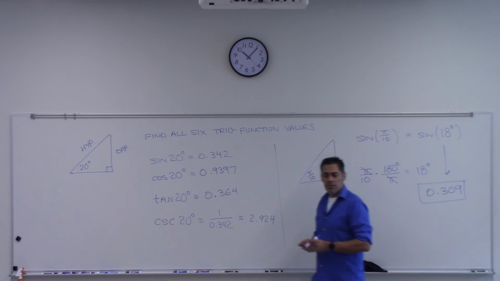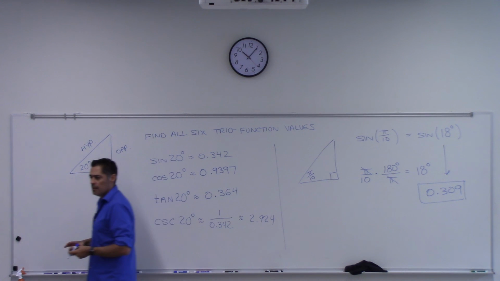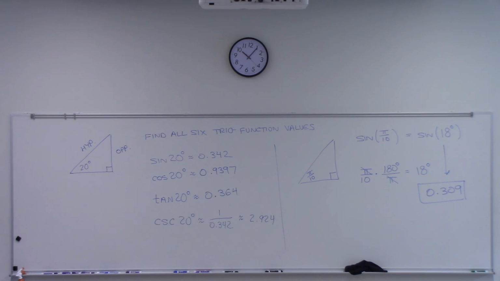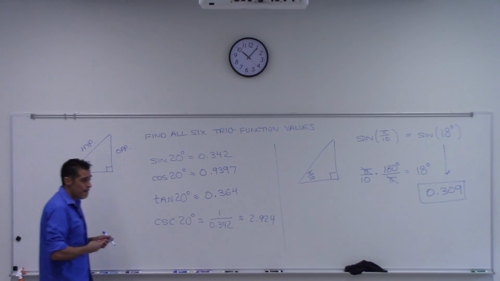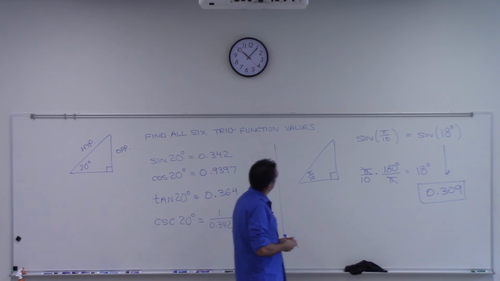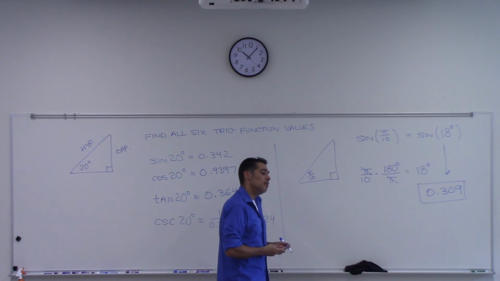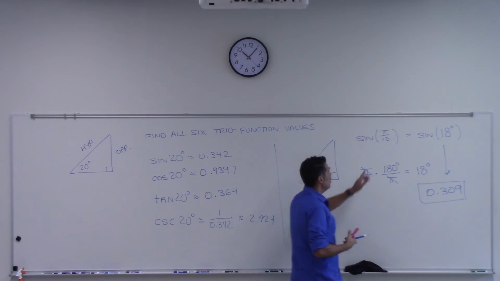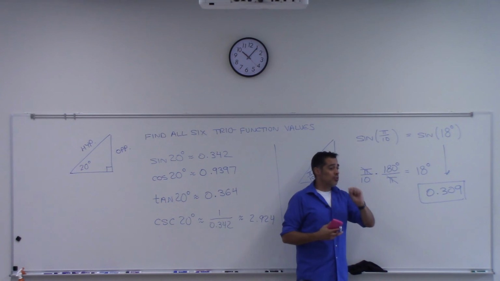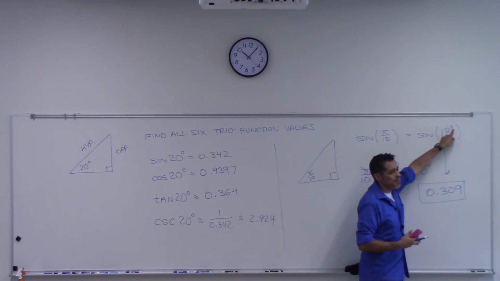Who has a question? Who needs help? Who wants me to show them how to do something on the calculator? When it's in radians, so the pi over 10, that's when you would use radians to calculate? That's right. You'll only use degree mode if you see a degree symbol.